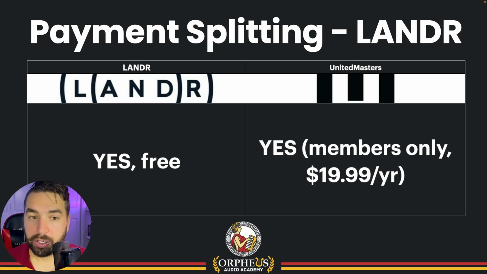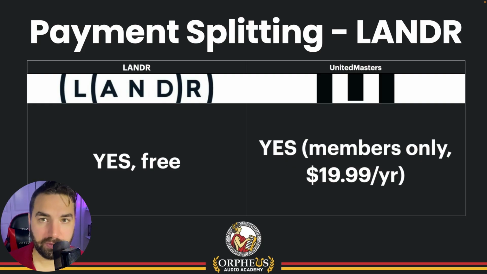So that's great. UnitedMasters also offers payment splitting, but that other person does have to be a paying member. And again, their cheapest plan starts at $19.99 a year. So it's only free if you're collaborating with other people that have UnitedMasters. Otherwise, they're going to have to pay money. That could be prohibitive. So I would say LANDR is the winner here, since there's no extra fee or barrier to entry for payment splitting.